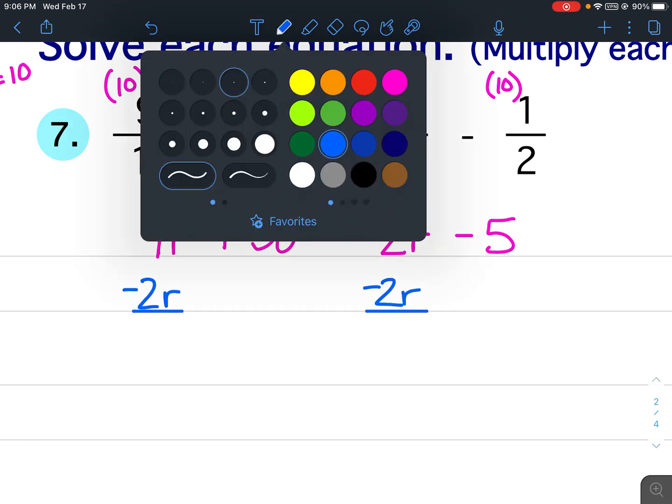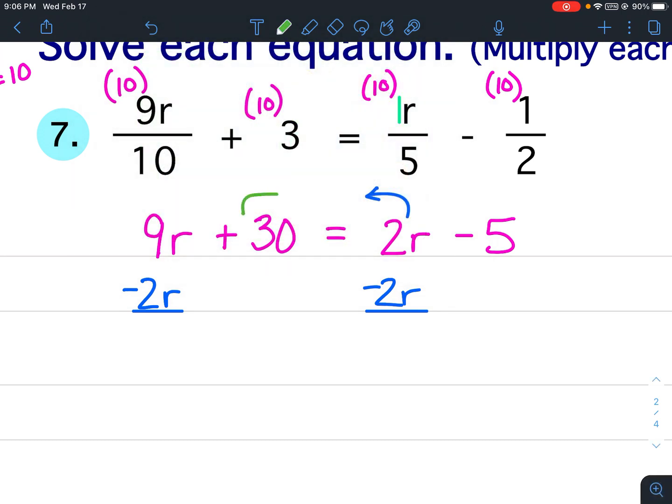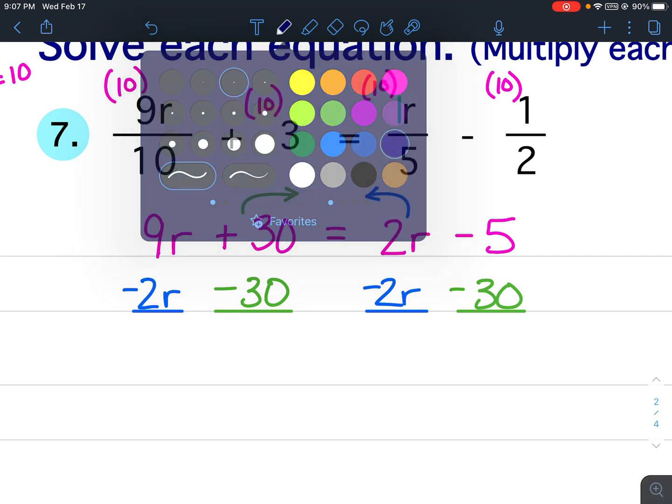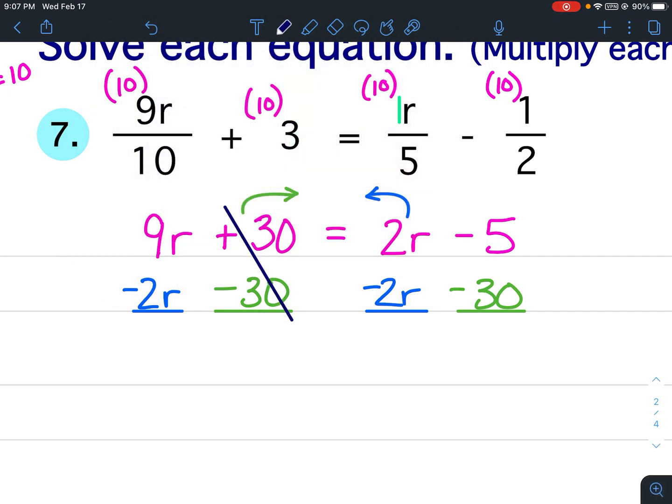So I take my variable terms, in this case, to the left, which means I'm going to take my constant term to the right. Since it's a positive 30, I'm going to subtract 30 from both sides. Okay, so I can cancel my constant terms on the left, my variable terms on the right. 9r minus 2r, 9 minus 2 is 7, so that would be 7r. Negative 5 minus 30, the signs are the same, so I add the numbers together and keep the sign, negative 35.